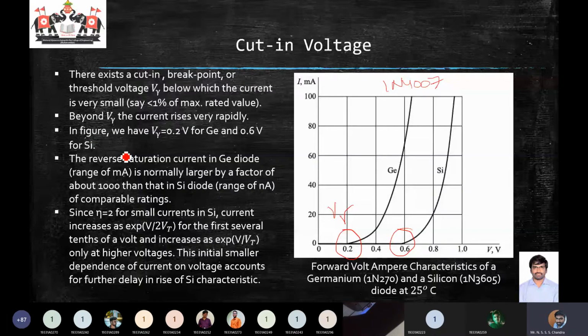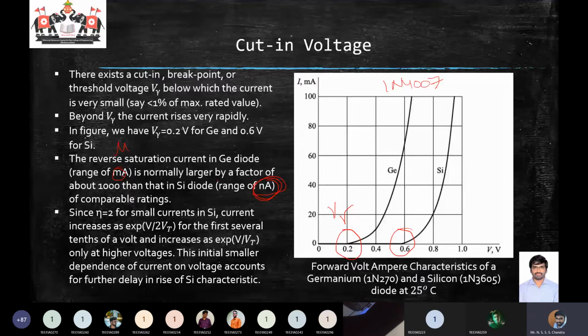So the reason is that the reverse saturation current in a germanium diode is not in milliamperes, it's actually in microamperes. It's a typo. This should be microamperes, which is normally larger by a factor of almost 1000 than in a silicon diode. In a silicon diode, it's in the range of nanoamperes. So although you are taking comparable ratings, meaning the same kind of power dissipation and all, we are still seeing that in a germanium diode, the reverse saturation current is much larger compared to that in a silicon diode.